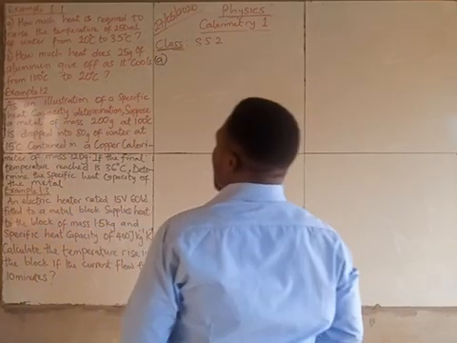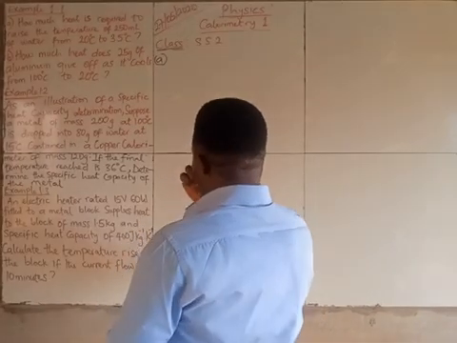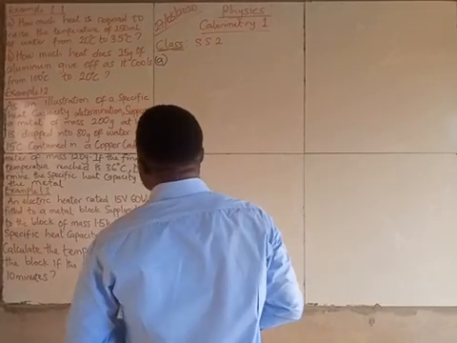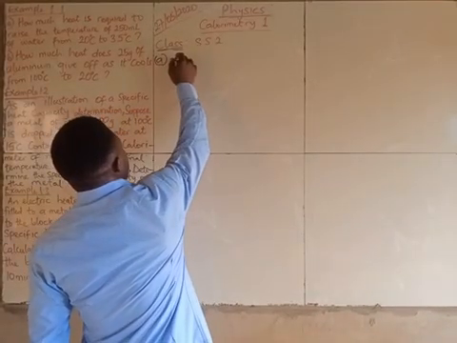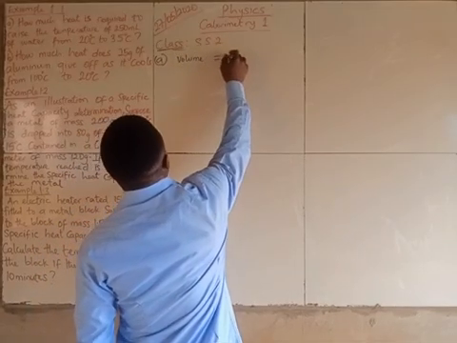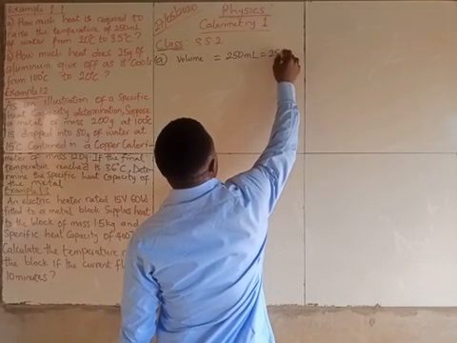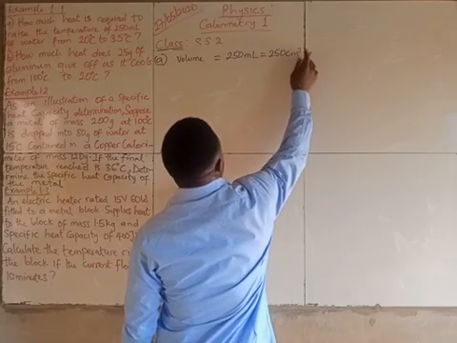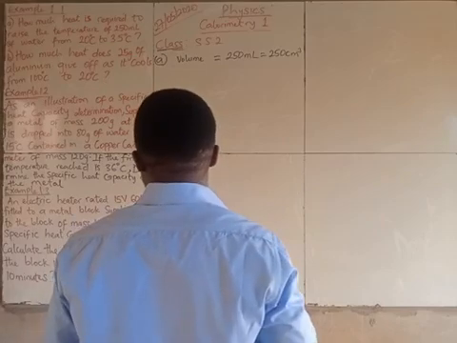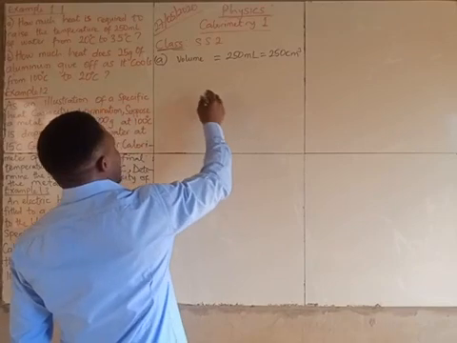Example 1.1 A. How much heat is required to raise the temperature of 250 milliliter of water from 20 degrees Celsius to 35 degrees Celsius? We are given the volume of water to be equal to 250 milliliter, which is same as 250 centimeter cube of water, because 1 milliliter is same as 1 centimeter cube of water. And what else are we given? We are given the temperature.